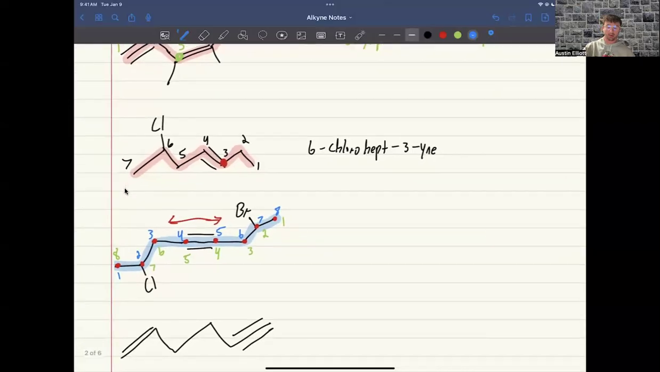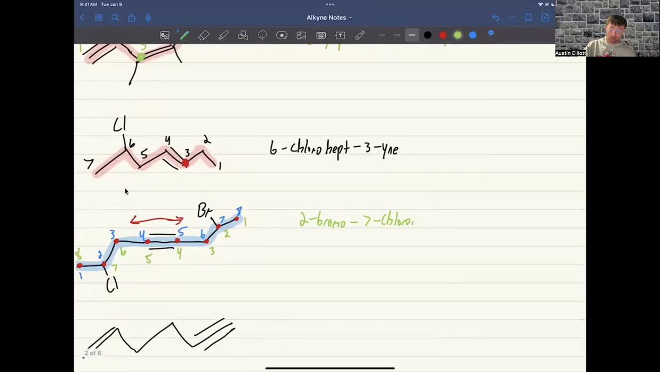So then it comes down to our priority groups. In this case, we're going to go with our green numbering because bromo comes first alphabetically before chloro, even though they're both 2s. So it's going to be 2-bromo, 7-chloro. And then our parent chain is an oct, or 8 carbon, so oct. And then it's going to be 4-yne, just like that.